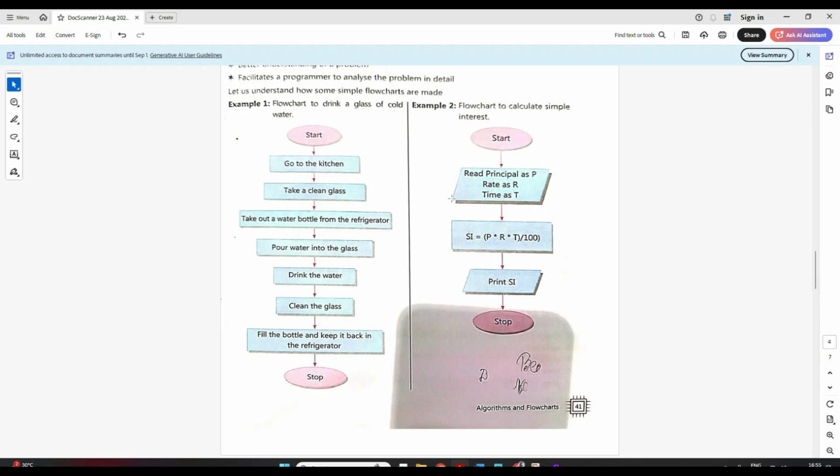So this I have taken in an input box, which is this tilted rectangle, if you can see. And then I have to process this. SI I am calculating, means you are processing something, so that will be in my rectangle. And then I will output, print SI, right? This will be my output and then stop.